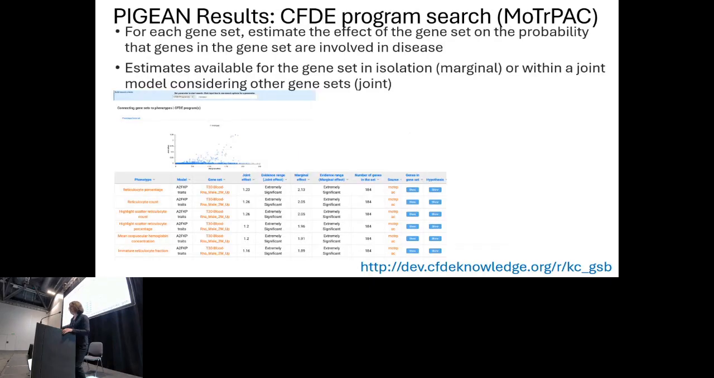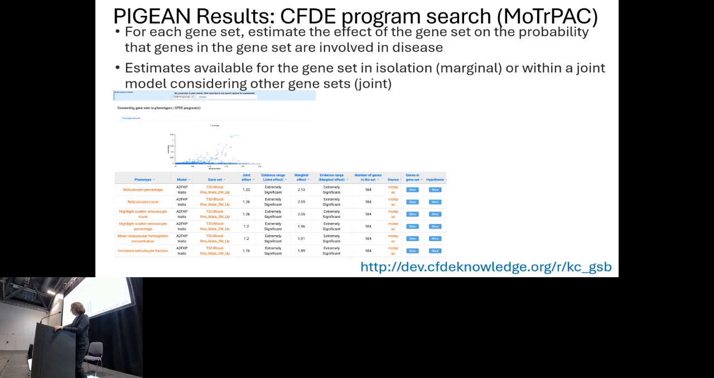This is another search example. Here we're searching by a CFDE program. In this case, MoTrPAC, a program that studies the molecular effects of exercise. Through this type of a search, the output that you get is an estimate of the effect that each gene within the gene set is involved in disease. So these estimates are available for the gene set in isolation. We call that the marginal effect, or for the gene set considering all the other gene sets that have been tested. We call that the joint effect.